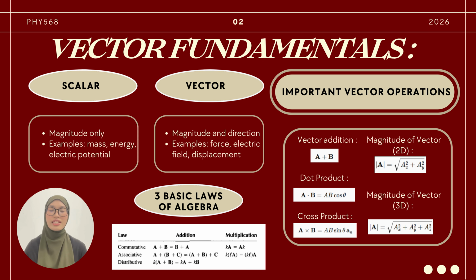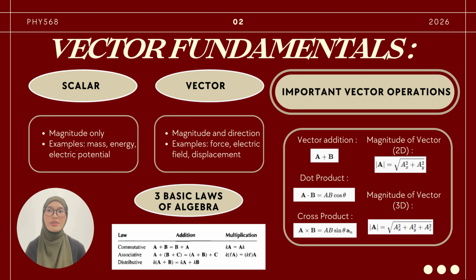In physics, we distinguish between scalars and vectors. A scalar only has magnitude, such as mass, energy, and electric potential. In contrast, a vector has both magnitude and direction. Examples include force, displacement, and electric field. Once we understand vectors, we can perform several basic operations. For example, vector addition combines two or more vectors to obtain the resultant vector.